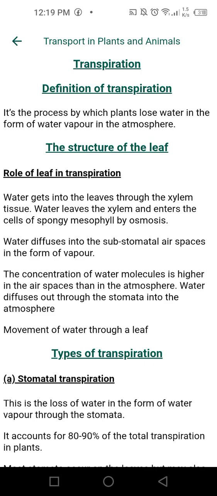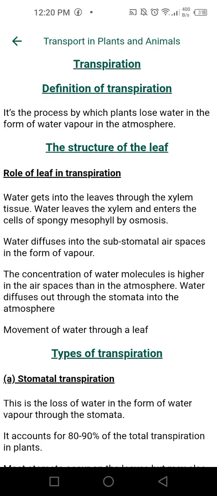Transpiration. Definition of transpiration. It's the process by which plants lose water in the form of water vapor to the atmosphere. The structure of the leaf. Role of the leaf in transpiration. Water gets into the leaves through the xylem tissue. Water leaves the xylem and enters the cells of the spongy mesophyll by osmosis. Water diffuses into the substomatal air spaces in the form of vapor. The concentration of water molecules is higher in the air spaces than in the atmosphere. Water diffuses out through the stomata into the atmosphere.